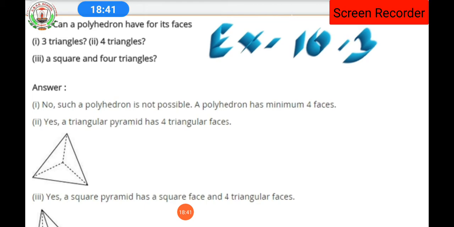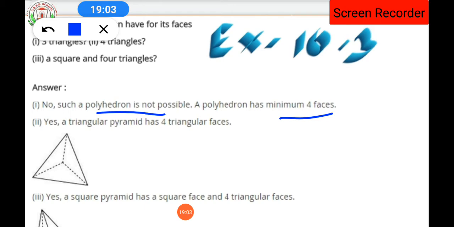So no, the answer for the first one, that means 3 triangles: if it is a polyhedron, would its faces be visible? So the answer will be no. No, such a polyhedron is not possible. That means a polyhedron with 3 triangles is not possible because a polyhedron should have a minimum of 4 faces.